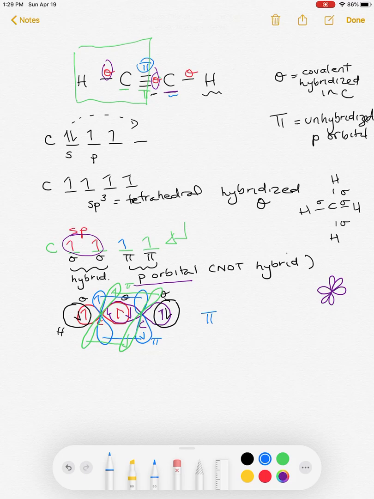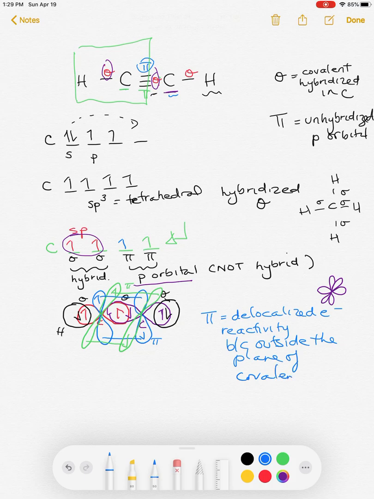Okay, and remember what I always was saying in organic chemistry, our pi bonds are our delocalized electrons. And that's why those multiple bonds had reactivity, because they were outside the plane of the covalent bond. Okay, and that's why they were reactive, because those electrons aren't stuck holding carbons and hydrogens together. Remember, I was doing my little dance, the little whooshy whooshy with my hands. Okay, so that's how that works out.